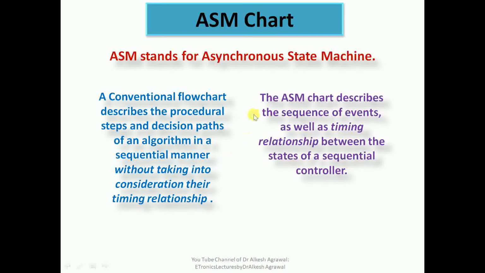This is important. Whereas an ASM chart does the same thing, it describes the sequence of events as well as the timing relationship between the states of a sequential controller. So here the timing relationship is also taken into account, whereas this part is not taken into account in a conventional flow chart. So the basic difference is the consideration of the timing relationship between a conventional flow chart and an ASM chart.